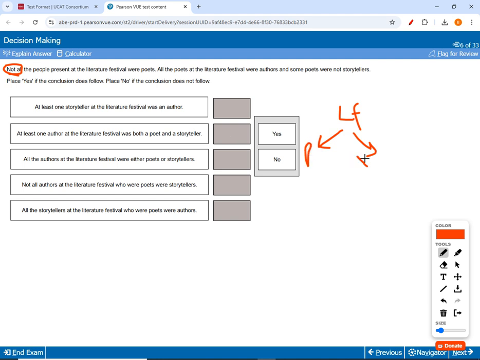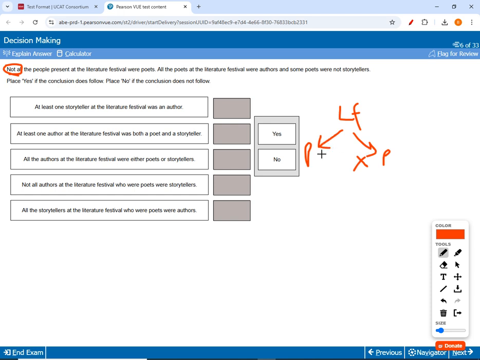I don't know what the percentage is, so I can't say what percentage were poets. I cannot even assume 50-50. All I know is the literature festival had people who were poets and not poets. I don't know the numbers. Ready? Whenever it says not all, here's another rule to know: anytime it says not all, there are 2 likelihoods. Not all people at the literature festival were poets. Got it. So not all.